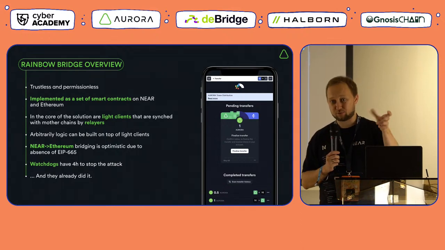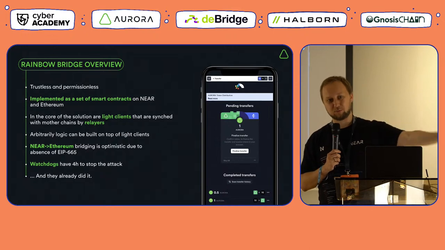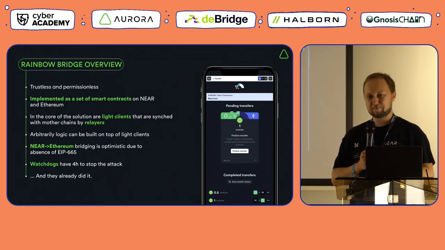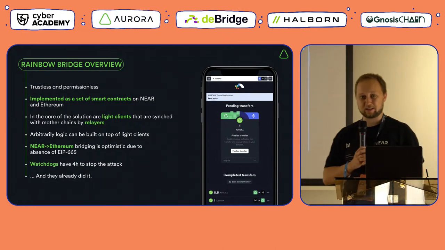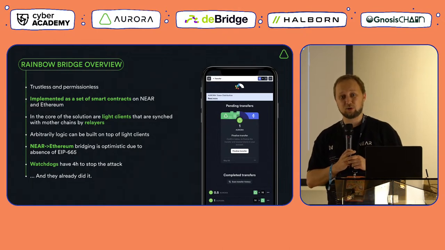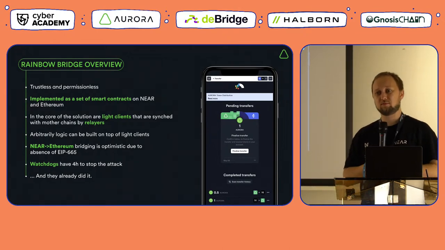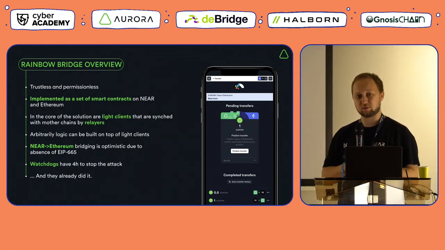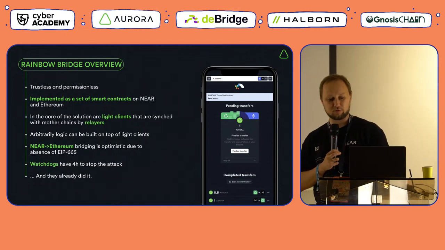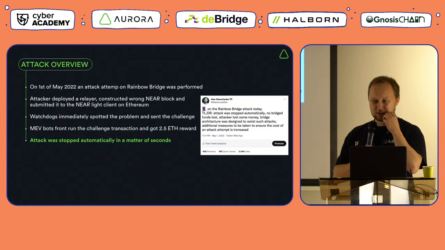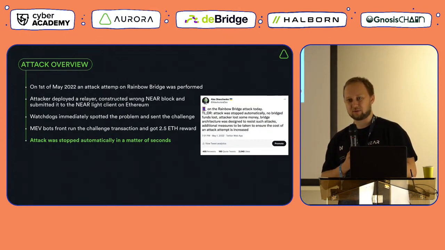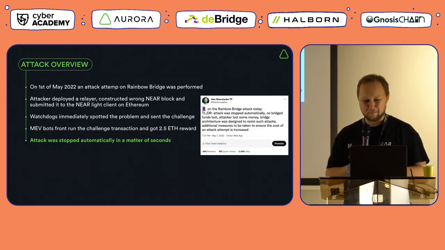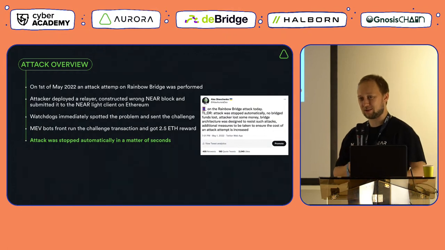You just fabricate the block as if you are removing the liquidity from NEAR and you're trying to release the liquidity on the Ethereum side. And yeah, potentially somebody can hack it, right? So we've got an attempt. We've got an attempt when it was 1.5 billion worth of liquidity on the Rainbow Bridge. We've got an attempt of such an attack. So on 1st of May, not very far away from now, the market was still in much better condition. So that's why it was 1.5 billion of liquidity there.